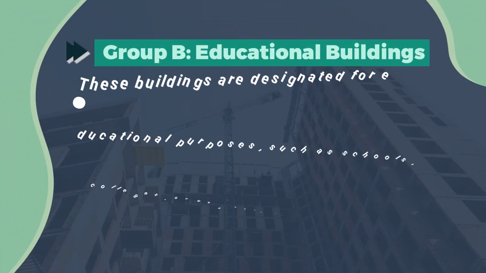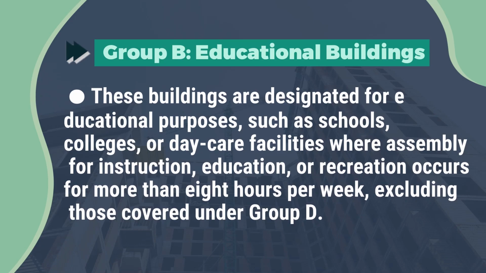Then the next is group B, educational buildings. These buildings are designated for educational purposes such as schools, colleges, or daycare facilities where assembly or instructional education or recreation occurs for more than 8 hours per week, excluding those covered under the group D type of building.